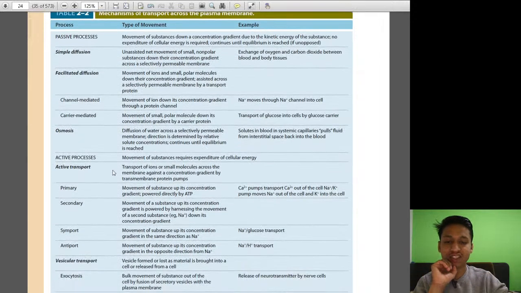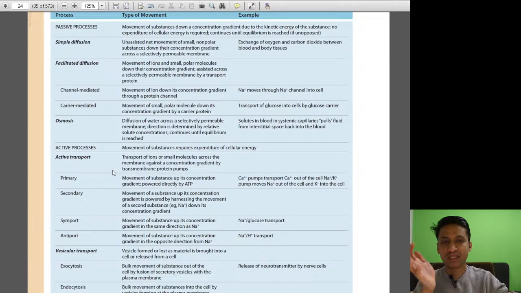Now let's check about the active processes. These were the only passive processes. Active processes, we read about primary, secondary, symport, antiport. This is additional information. We already have read about how the active transport works, but let's check out what are the different types of active transports. So primary is movement of substance up its concentration gradient directly with the help of adenosine triphosphate.